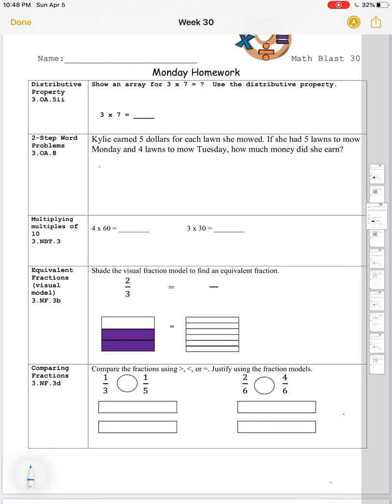Math Blast 30. Show an array for 3 times 7. Use the distributive property. 3 times 7 means 3 groups of 7. And I know a group can be represented in an array as a row. So I'm going to make 3 rows with 7 x's in each row.